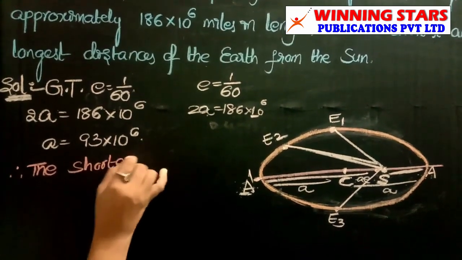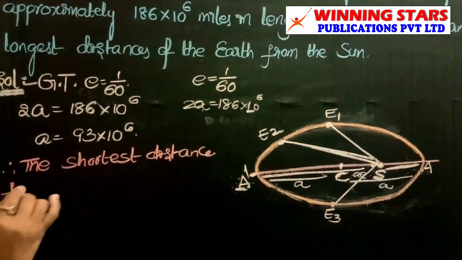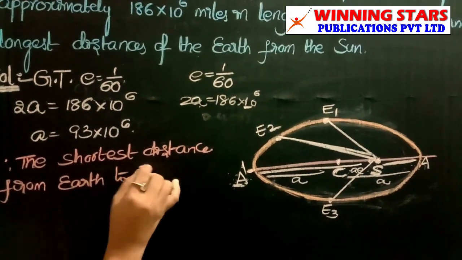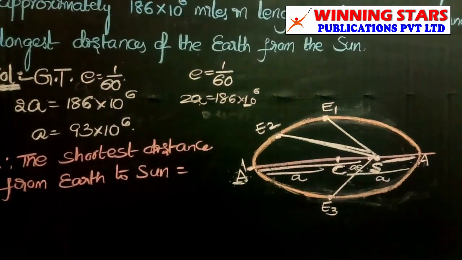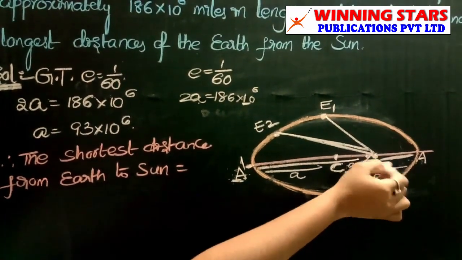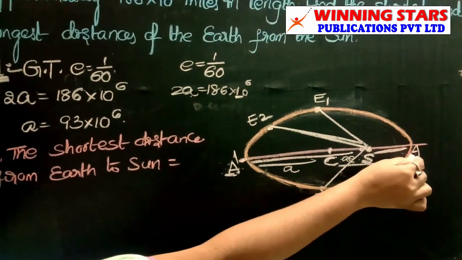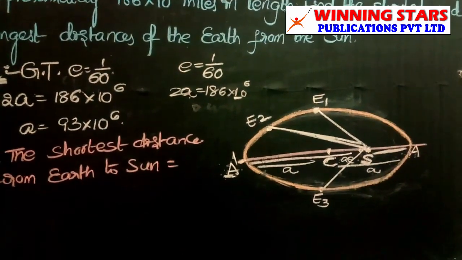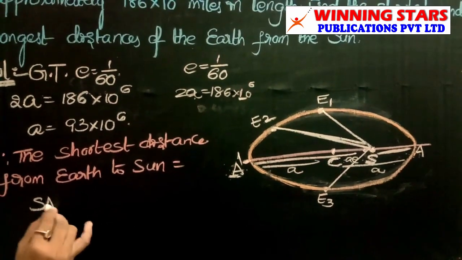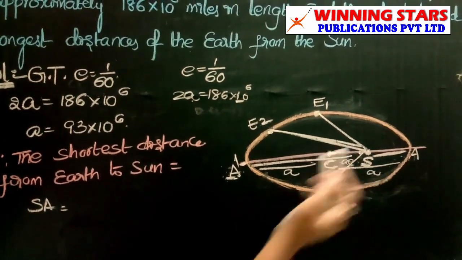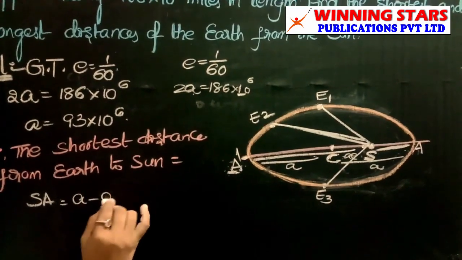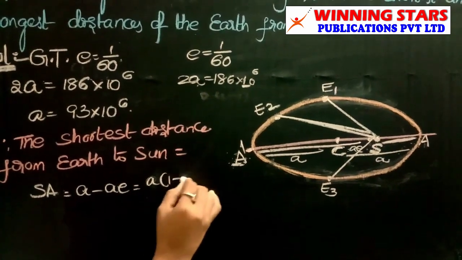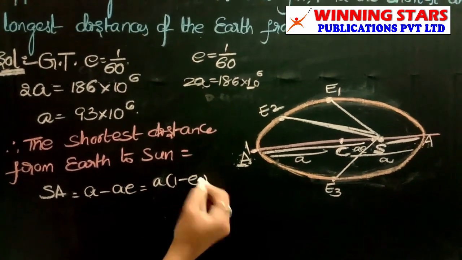The shortest distance from Earth to Sun is nothing but SA. When the Earth comes to this position, then this is the nearest point from the Sun. So SA is the shortest distance. SA is equal to CA minus CS, that is, a minus ae. From the diagram, we have that value is equal to a minus ae, which is a into 1 minus e.